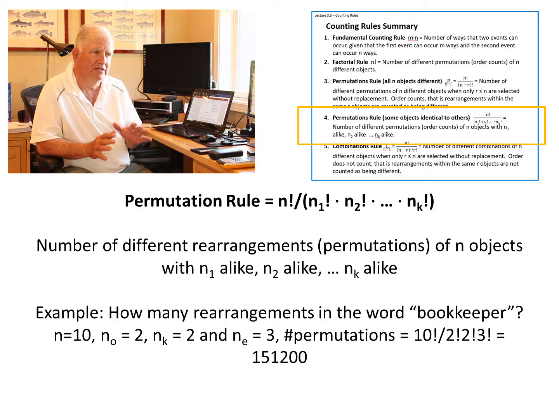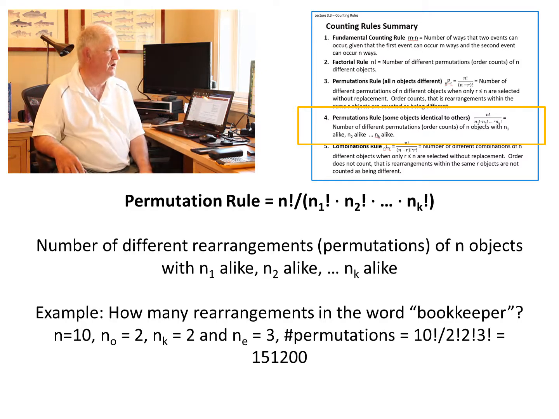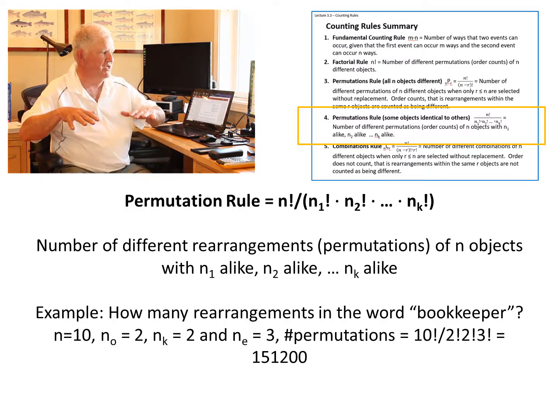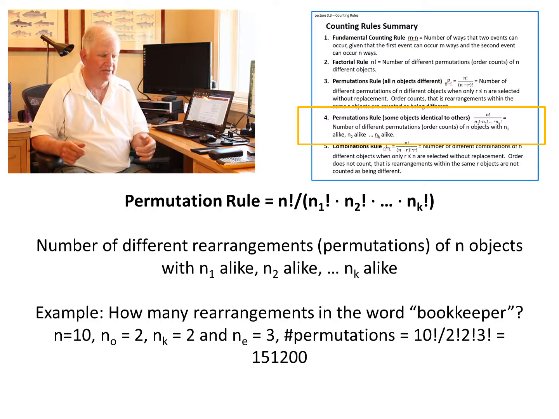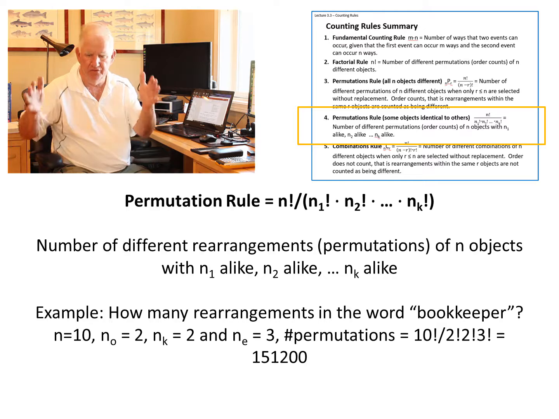Now, it's fairly easy to understand what's going on there. If you've got these 10 letters in bookkeeper, and you just scramble them all together, each one of those 10 letter rearrangements will have an O here and an O there.